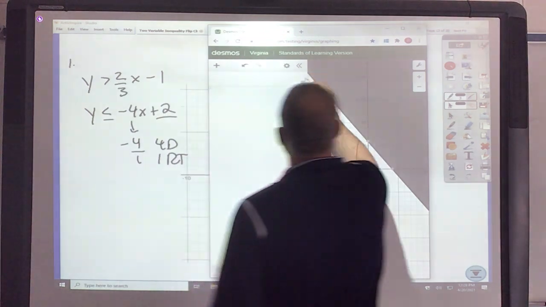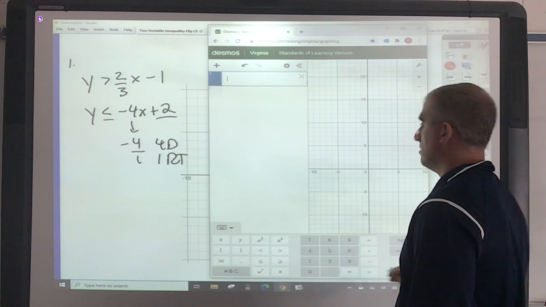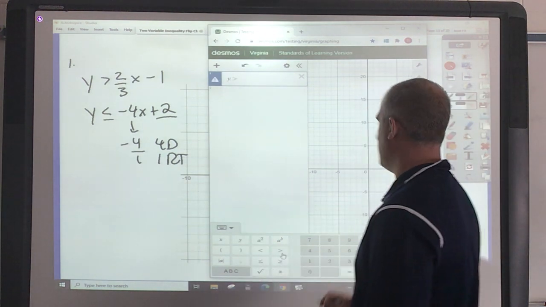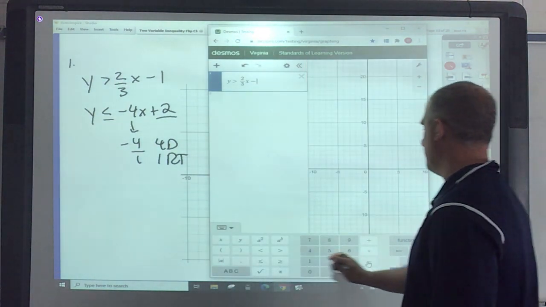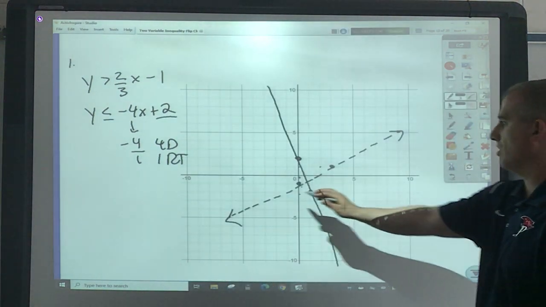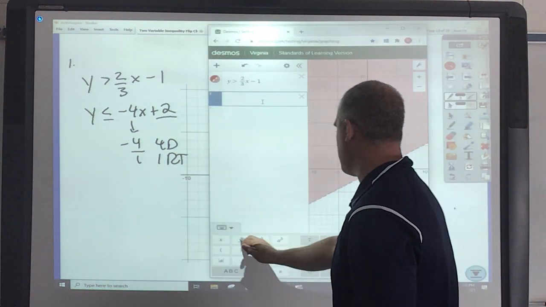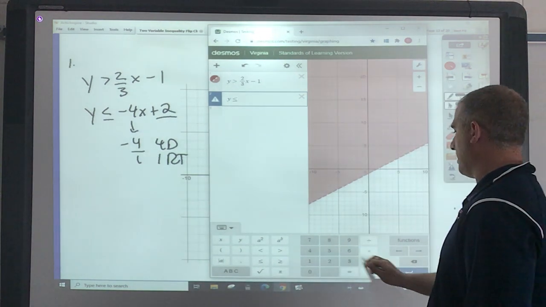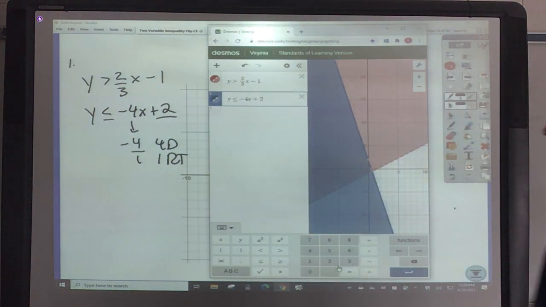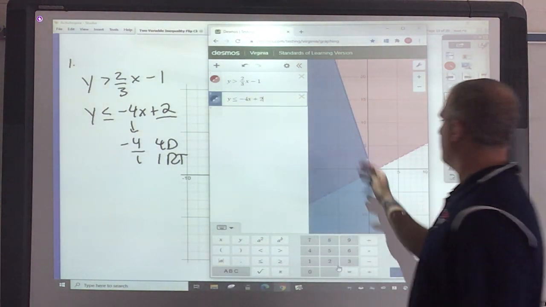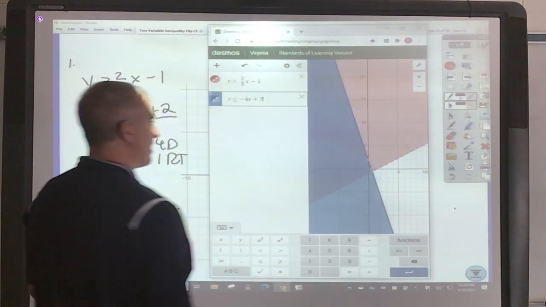Okay, so the first one was y greater than 2 divided by 3 with an x there, -1. Okay, so that was a dashed line. It was good. Dashed line about that location. All right, then I want to go y less than or equal to -4x plus 2. Okay, now that's a solid line looking about where that one is. Okay, so I'm good. Now, how do I pick out the shading?